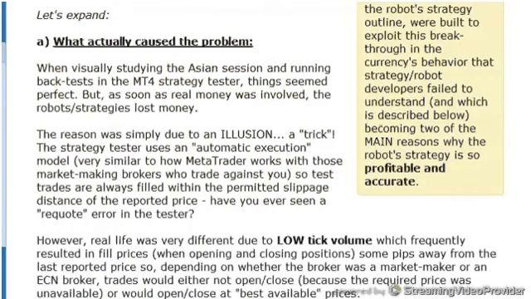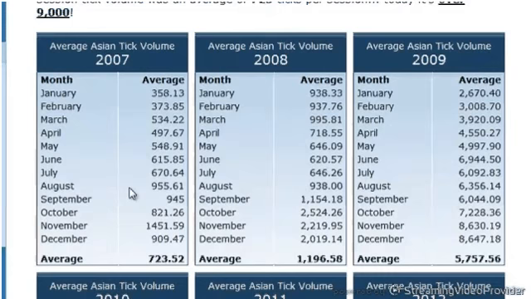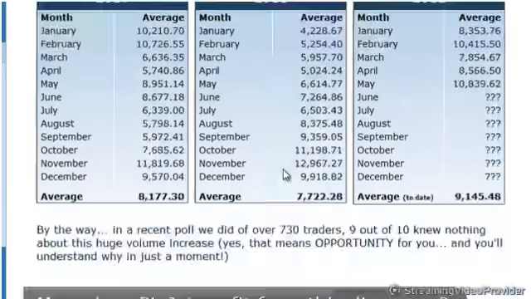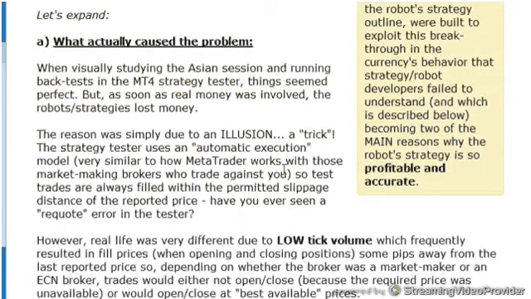Due to low tick volume, which we saw over here, right, in 2007, 700, 1,000. Then in 2009, it went up. But in the beginning of trading USD CAD, 2006 and 2007, people didn't see that because the tick volume was very low. Obviously, the outcome was that low tick volume frequently resulted in bid prices several pips away from the last recorded price. And depending on what type of broker you were trading, the trades wouldn't open or close because the required price was not available because of the low tick volume.